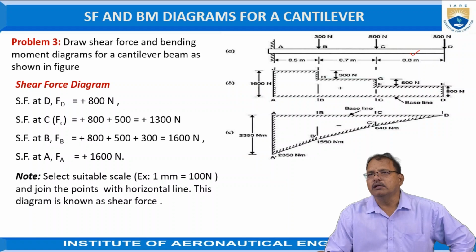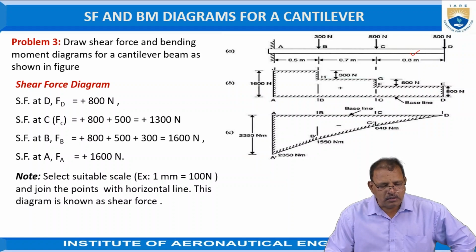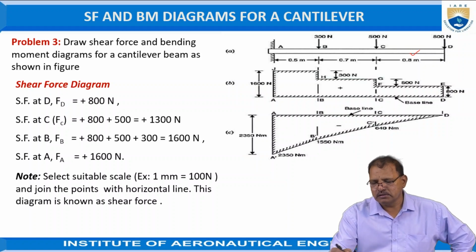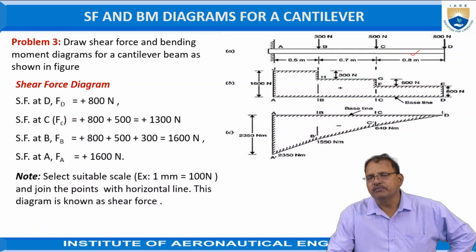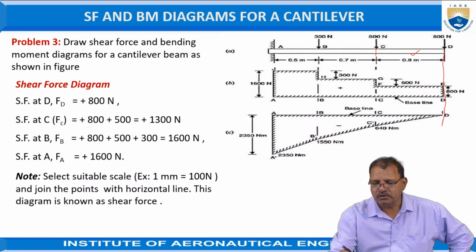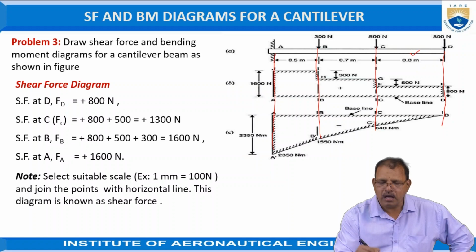Similarly, at D, 800 newtons is acting in the downward direction, 500 newtons at C, and at B, 300 newtons, as shown in the figure. Now, in order to draw the shear force diagram, first of all, draw the beam and represent the various forces acting on it to a suitable scale. After that, draw vertical lines in the downward direction from the A position, that is, from the D, C, B and A points, as shown in the figure.